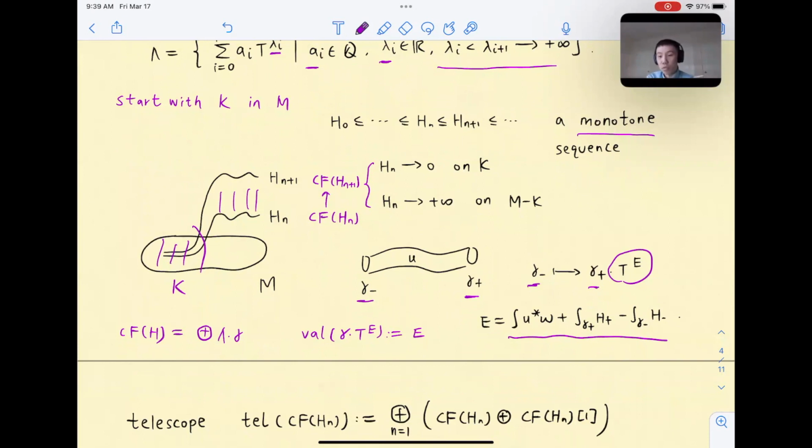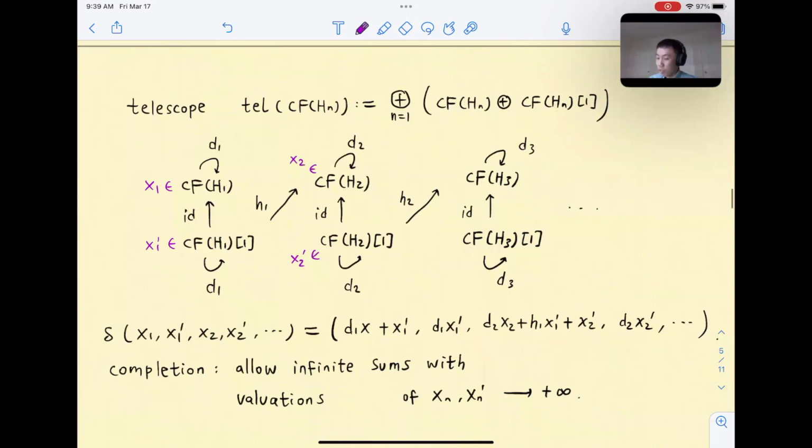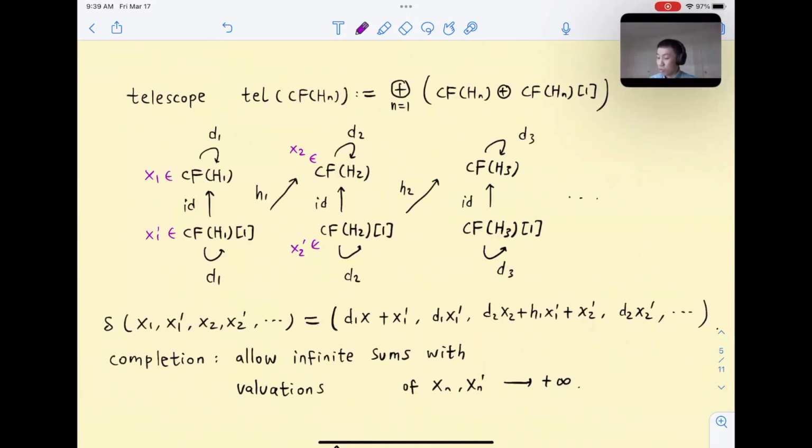The usual way to make an invariant, for example due to Viterbo, is by taking the direct limit of this sequence of complexes. Here we can do the same thing, but we will use another algebraic model, which is called the telescope. This telescope is quasi-isomorphic to taking the direct limit, but somehow algebraically it is easier to handle to prove some algebraic properties.